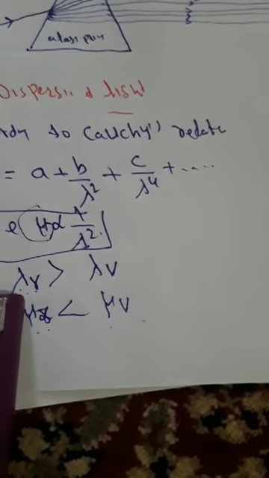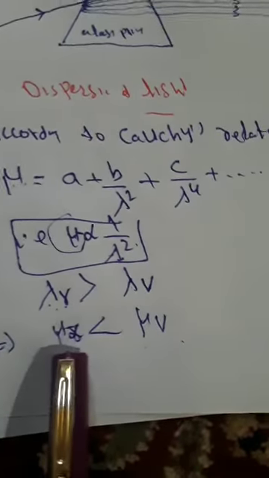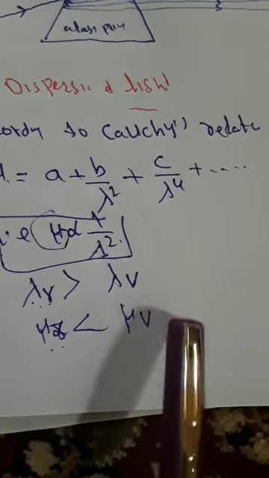We know that the wavelength of red is more than the wavelength of violet. Why can we take these two? Because these are two extreme colors. That is why we are taking these two colors. This indicates that refractive index of red is less than refractive index of violet.